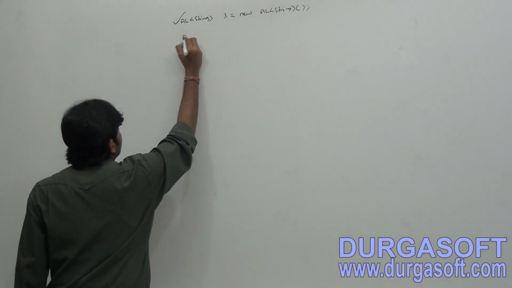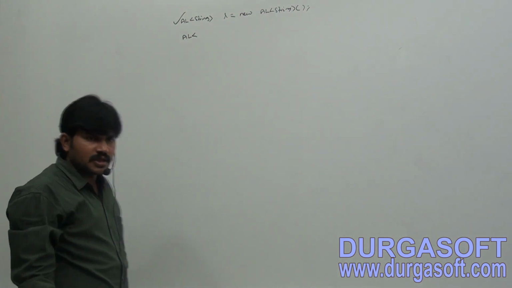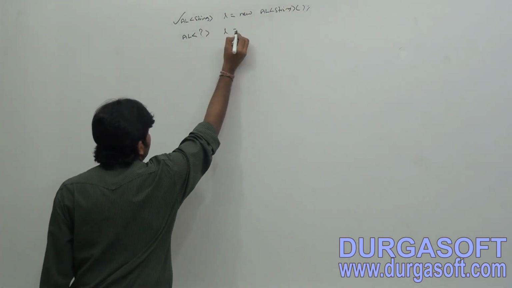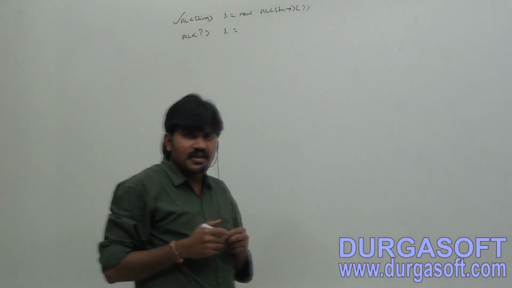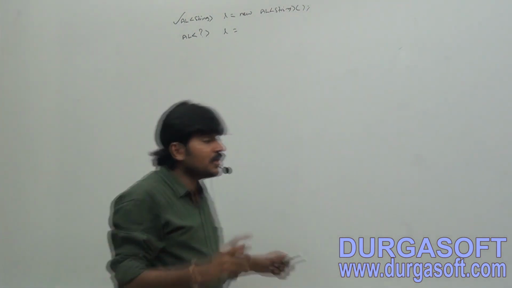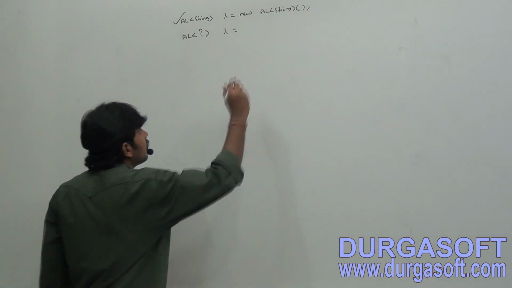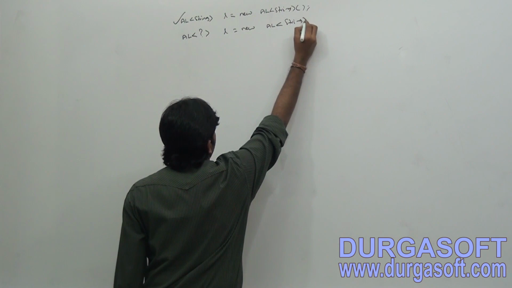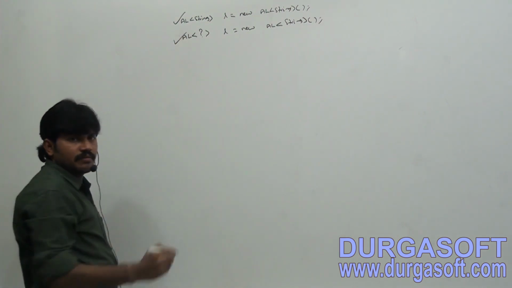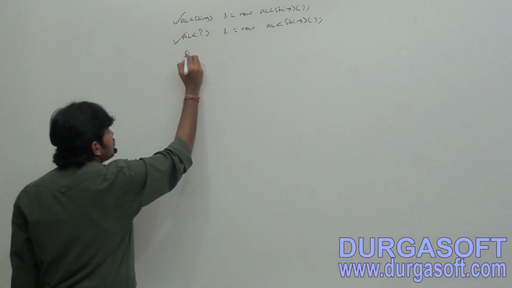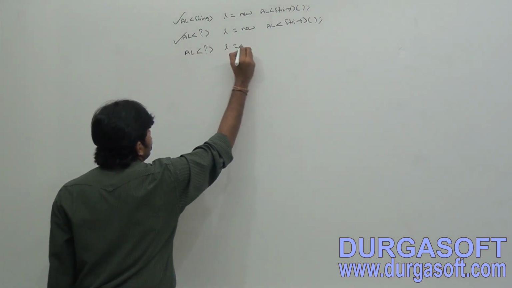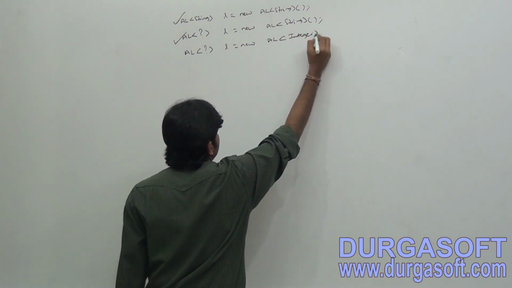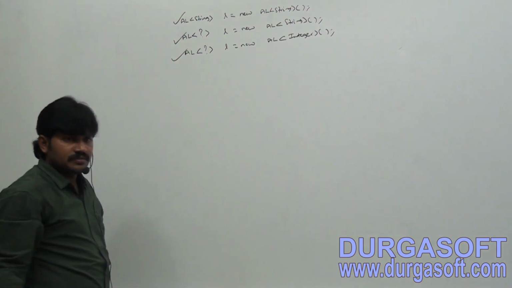Sir, I am taking array list of question mark L is equal to new array list of string. Can you tell L is what type? Array list of any type. Question mark means any type. Valid or not? Yes, valid, no problem. Array list of question mark L is equal to new array list of integer. Valid or not? Valid. Okay.